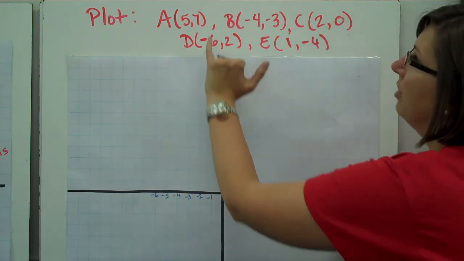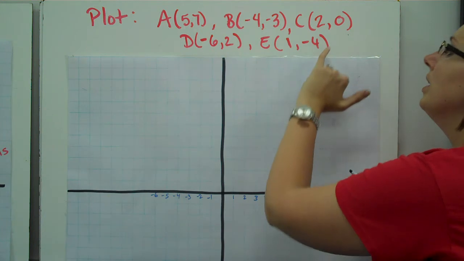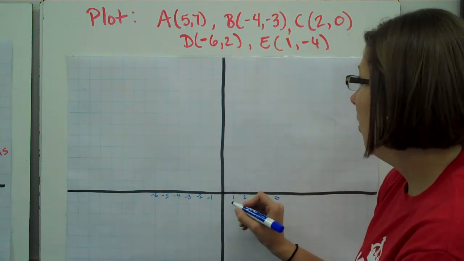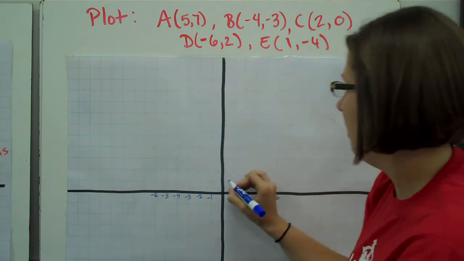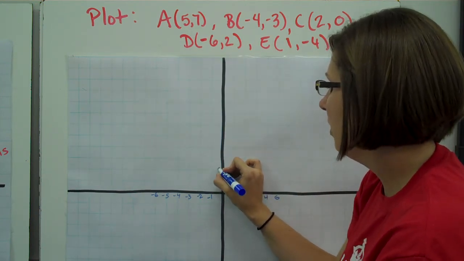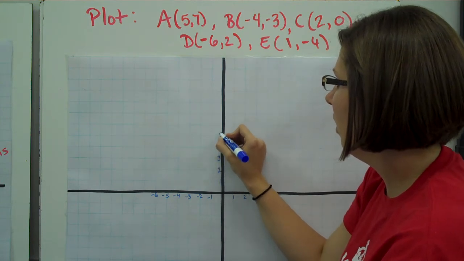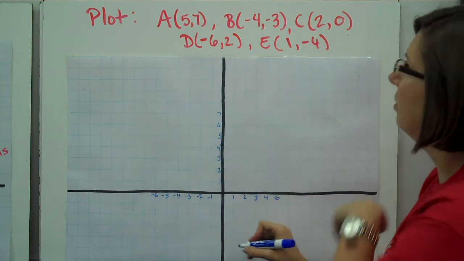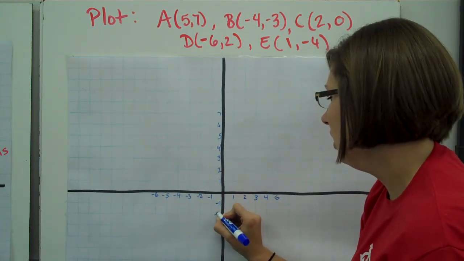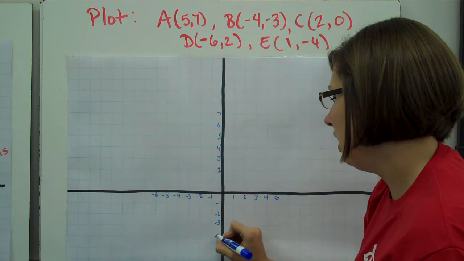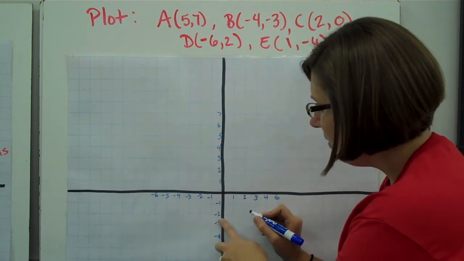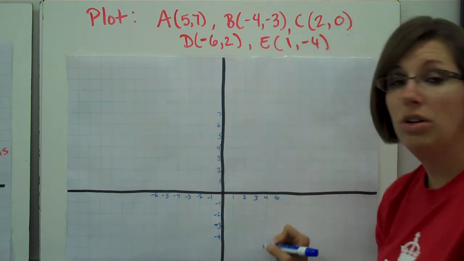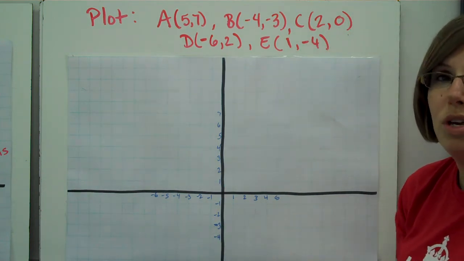Now up and down, those are my y coordinates, the second number in all of these points. It looks like my biggest value is 7, so I'm going to go up to at least 7: 1, 2, 3, 4, 5, 6, 7. And then down, I know I need to go to at least -4: -1, -2, -3, -4. It's always good to make sure that your graph is appropriately labeled before you begin.